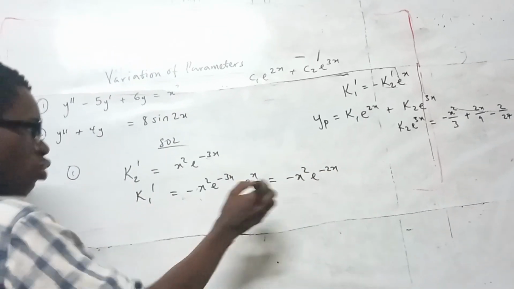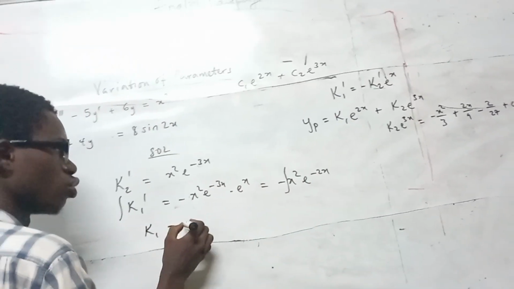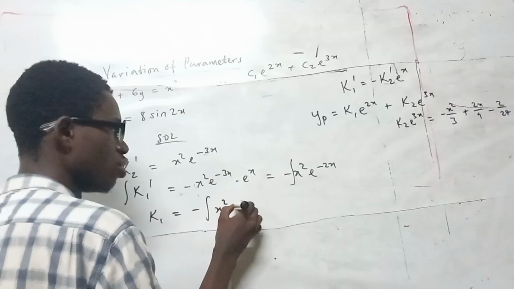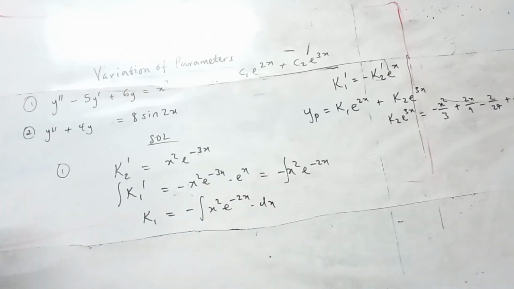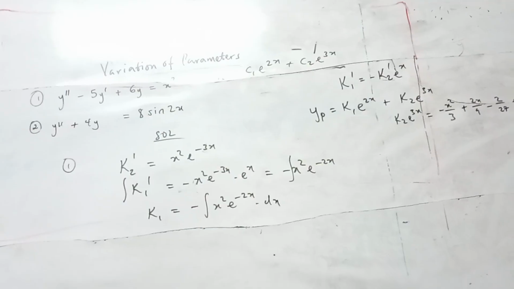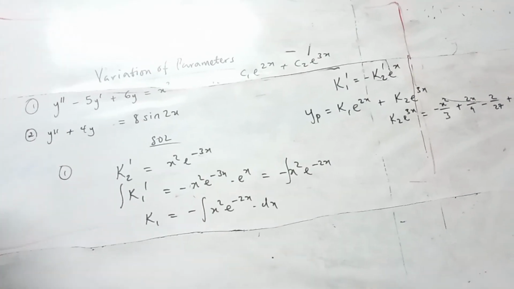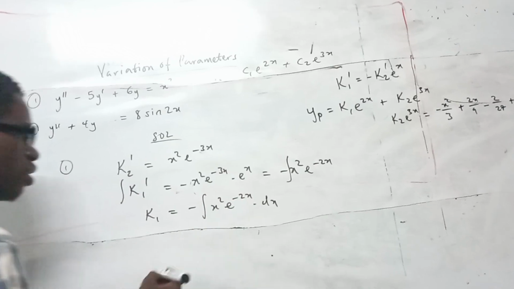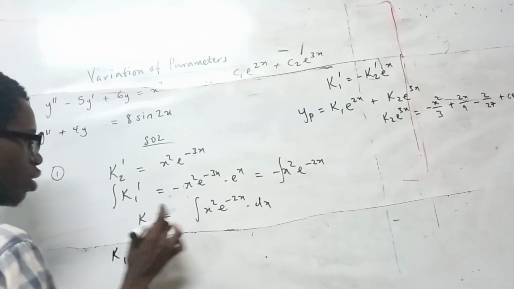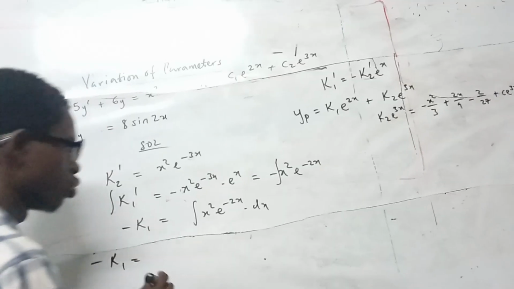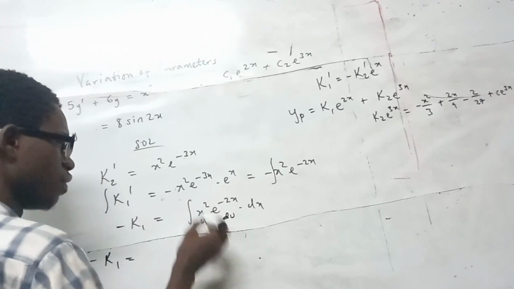So since k1 prime equals this, we just integrate both sides. So we get k1 equals minus the integral of x squared e raised to power minus 2x dx. So we are going to follow the same procedure to get our k1. I would not like to use the I method. It might not really give you something fine. So integrating this, I have k1 equals, I can just bring this to the other side to save some space, minus k1 equals, integrating this, we have this as our u and this as our dv.